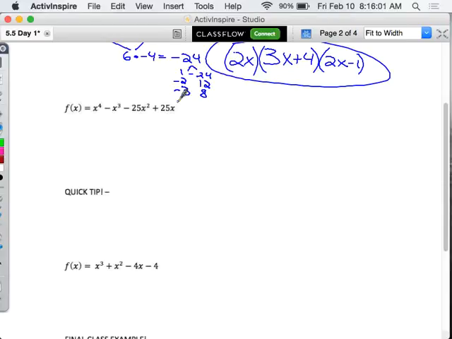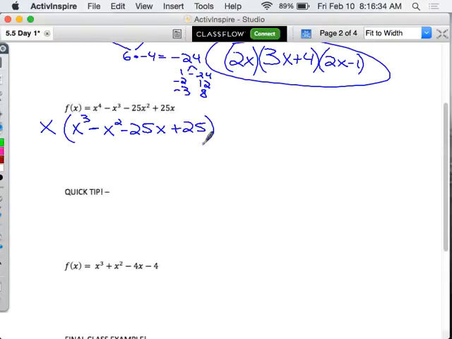So this becomes x times what would give me x to the fourth? The answer is x cubed. X times what would give me negative x cubed? The answer is negative x squared. X times what would give me negative 25x squared? The answer is just negative 25x. And x times what would give me 25x? And the answer is just 25.